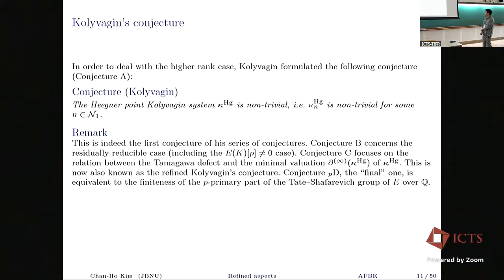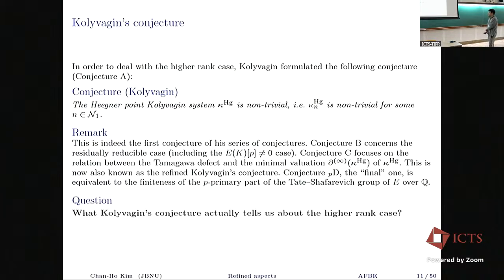There is also conjecture B, which concerns the same question but admits the residually reducible case, even including the case where the p-torsion is non-trivial. That case is also included. Conjecture C focuses on the relation between the Tamagawa defect and the minimal valuation of the whole Kolyvagin system. This is now known as the refined Kolyvagin conjecture. And conjecture PD, the final one, is basically equivalent to finiteness of the p-part of Sha. Okay, and why he made this conjecture: what does Kolyvagin's conjecture actually tell us about the higher rank case?